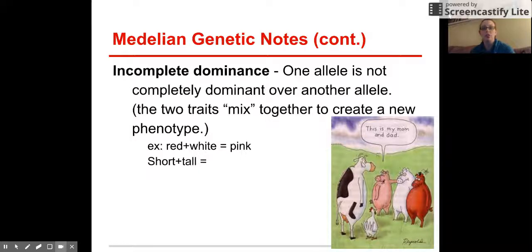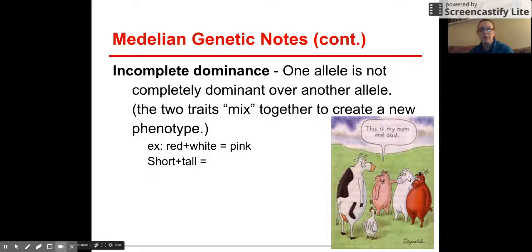Okay, it's when your two traits kind of mix together. Incompletely dominant means neither one really wants to be dominant. Okay, but neither one is recessive either. So they mix together like paint colors, if that helps you to remember, okay? An example would be like in flowers, in several pink flowers that we know of, you'll see a red form, a white form, and then when you get one of each, or the heterozygous, you get a pink flower, okay?